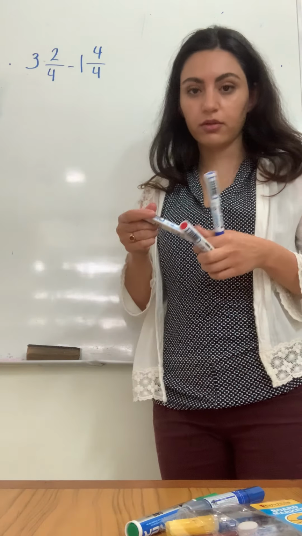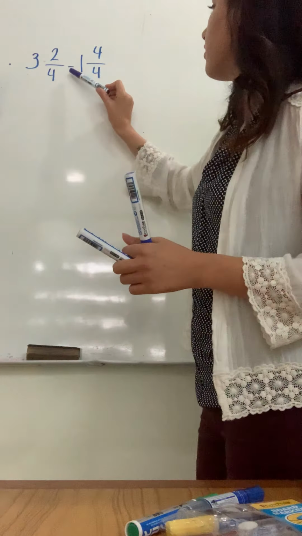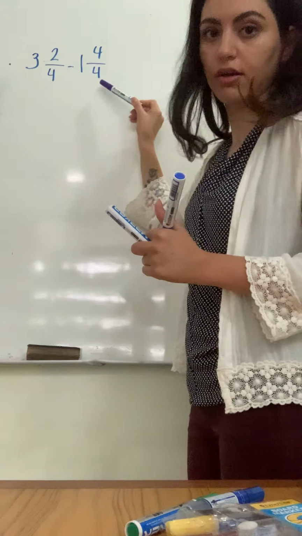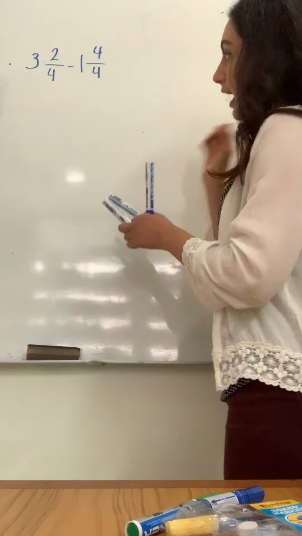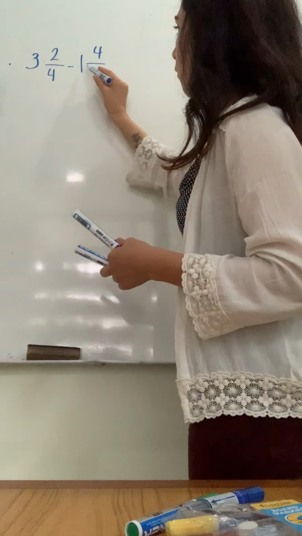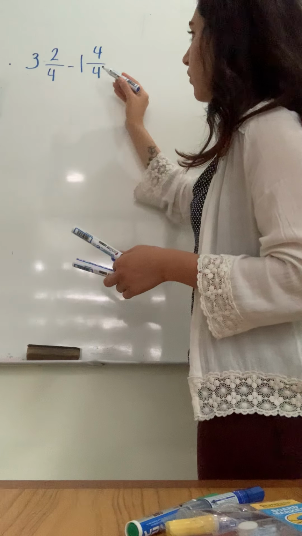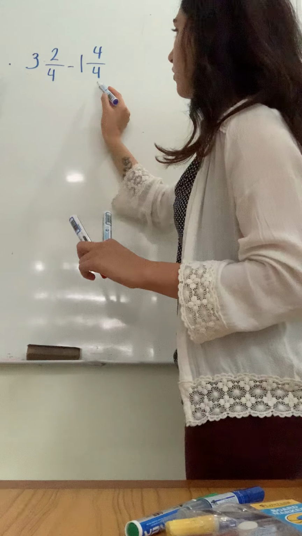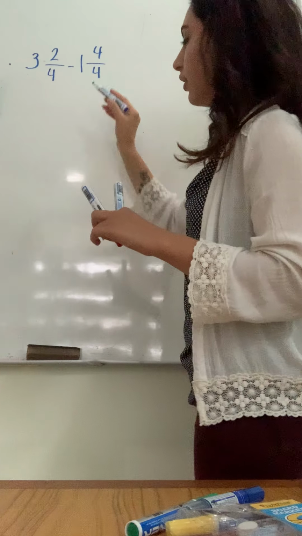Okay, today I'm going to explain subtractions of a mixed fraction with another mixed fraction. So we have here 3 2/4 minus 1 4/4. The first thing we do is to check the denominators. We have 4 here, we have 4 here.